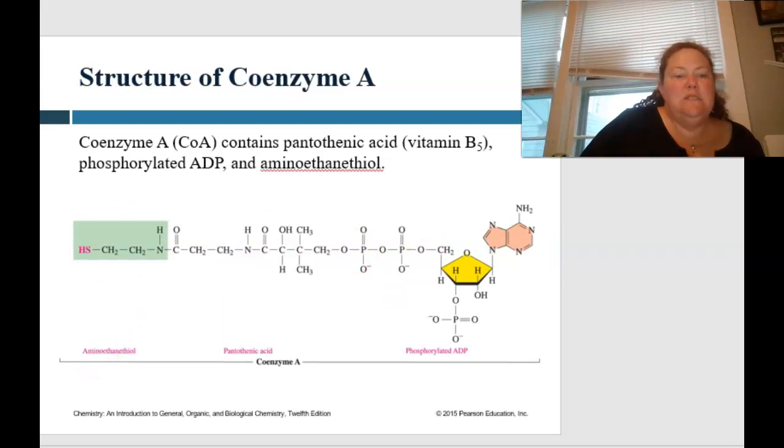So what is the structure of coenzyme A? Well, coenzyme A, which is abbreviated CoA, contains pantothenic acid, which is vitamin B5, a phosphorylated ADP, and aminoethylene thiol. Lots of words. Okay, so this is your coenzyme A. It's all of these together.